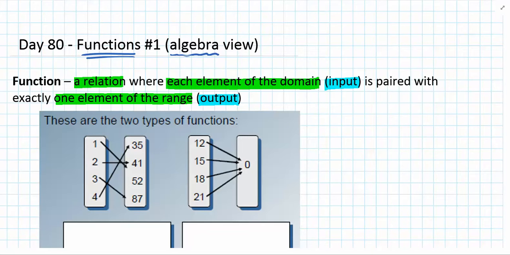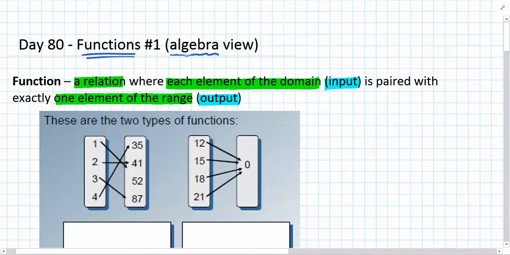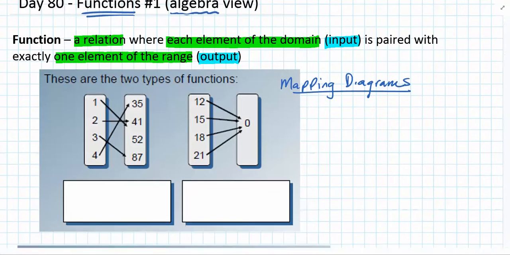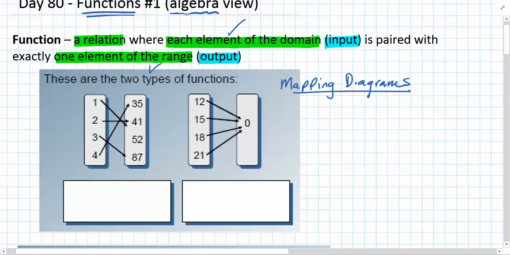Now, there are special notations, or special ways that we write functions in an algebra class, but first I'm going to use these mapping diagrams to explain what examples of functions might look like. In this first example, we have two sets, and these are two functions. The reason for that is because, again, each element of the domain is paired with one element of the range. So every input has exactly one output.